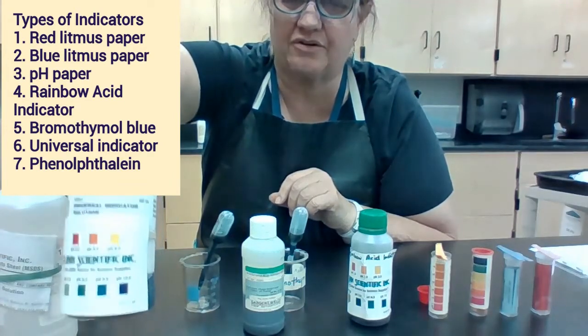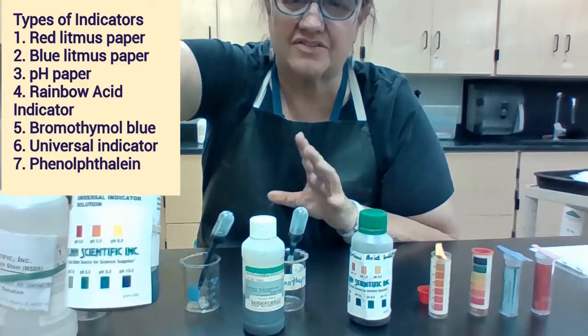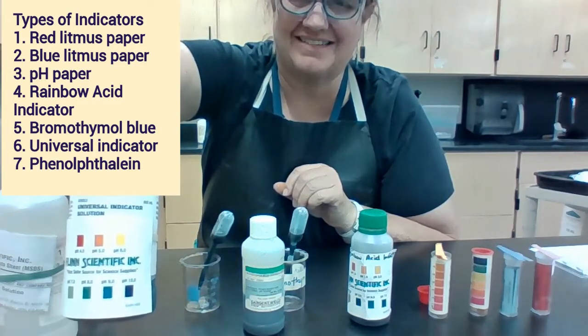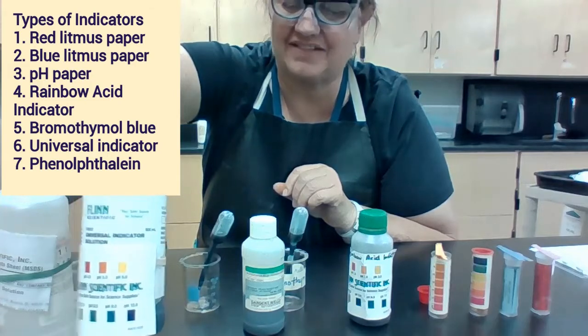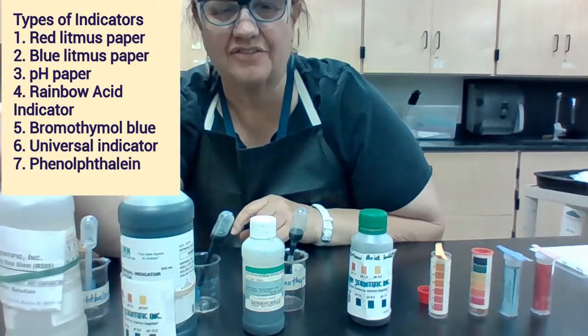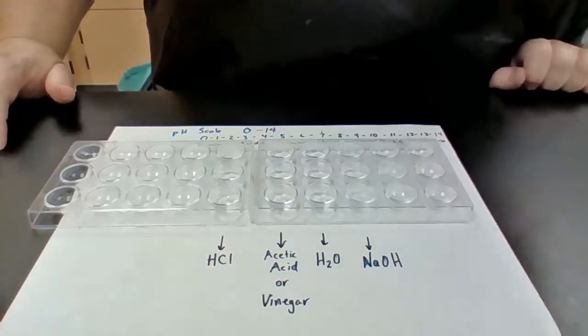And remember, the pH scale goes from 0 to 14. If it's 7, that's neutral, like distilled or deionized water. If it is below 7, that's acidic. If it's above 7, that is basic. And this is phenolphthalein. Phenolphthalein actually is kind of weird. It'll turn bright magenta.